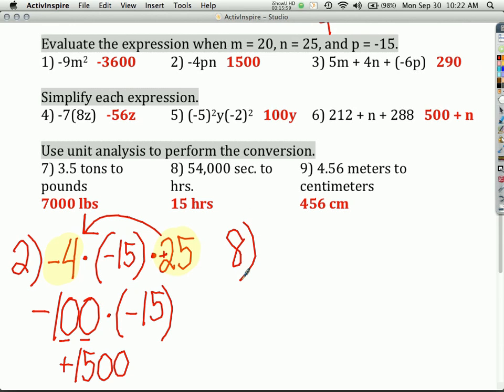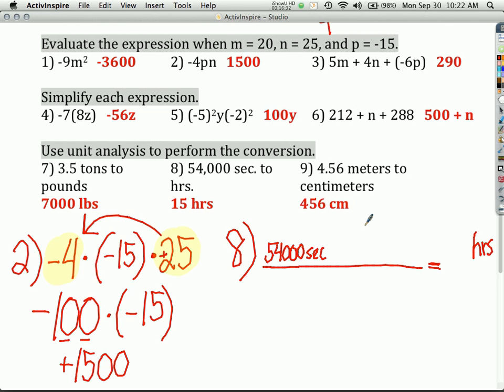Unit analysis. This is a perfect example of why unit analysis is a powerful tool. So we're going to set up a fraction bar equals, and I didn't leave myself a lot of space, but we're going to start with the number that we're trying to convert, 54,000 seconds. And then at the end, we're going to put the unit of measurement that we want to end up with. We want hours. So I need to get from seconds to hours.